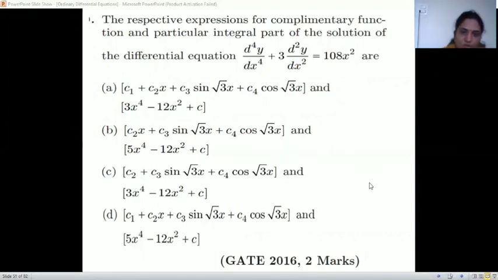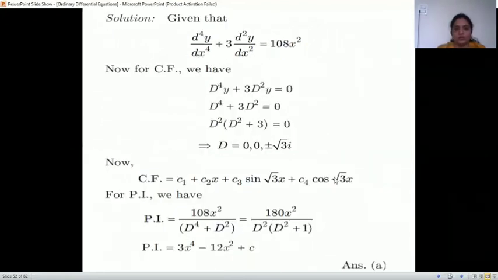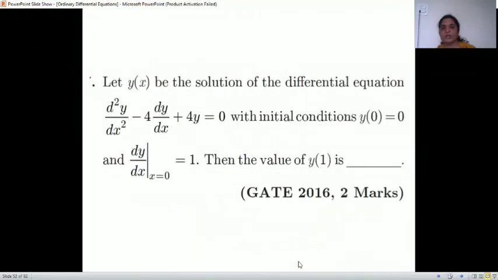Okay, let me take you to the answer. So you had told me the roots, and that's why the complementary function. Therefore, the particular integral: D square, and there is 3D square. So 3D square will be taken out, and if we solve, we'll get the answer A. Okay, next question.